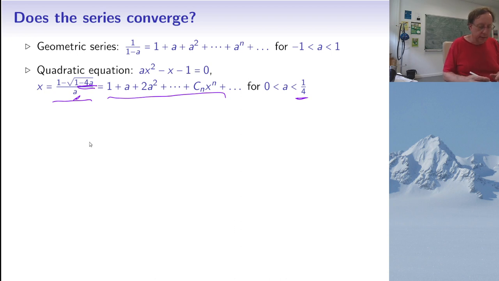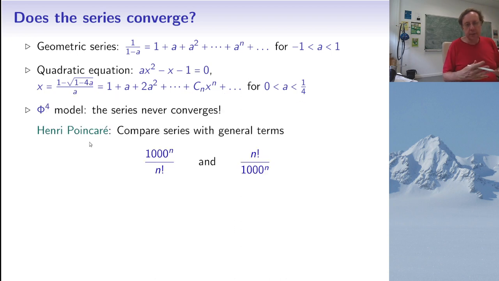Now, how about the model I've just described, which is an example of what is called the Phi-4 model in quantum field theory? Well, you can show that the series will never converge. If you compute an infinite number of terms, you will get infinity or something that oscillates between plus and minus a very large term. So the series does not converge, but it's not necessarily such a big problem. There is an old argument given by the French mathematician Henri Poincaré.